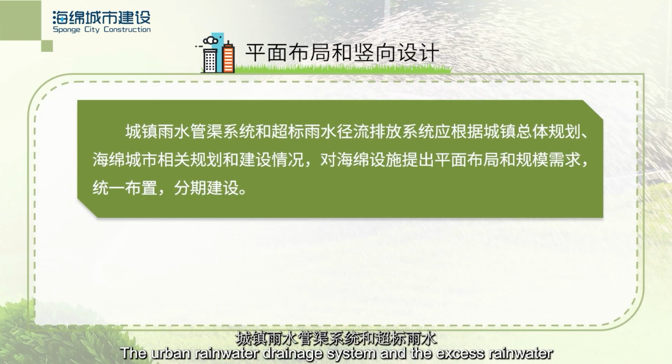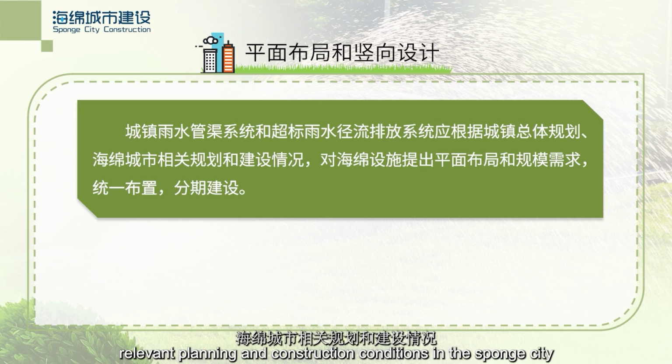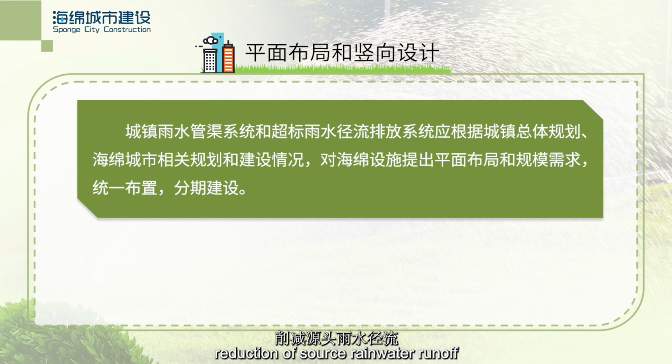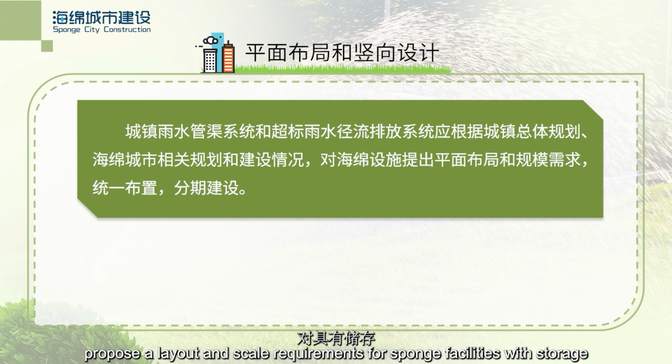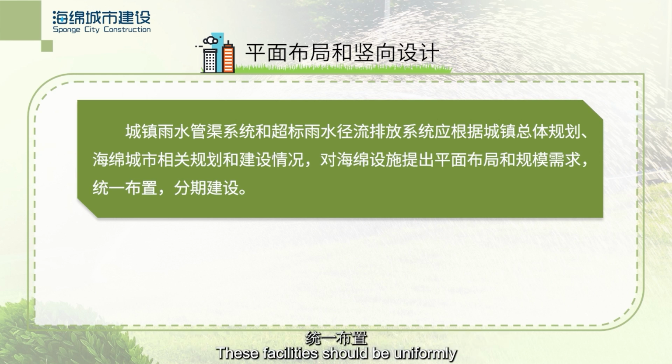The urban rainwater drainage system and the excess rainwater runoff discharge system should be based on the urban overall planning. Relevant planning and construction conditions in the sponge city: reduction of source rainwater runoff. Propose a layout and scale requirements for sponge facilities with storage and interception of runoff pollution functions. These facilities should be uniformly arranged and constructed in phases.